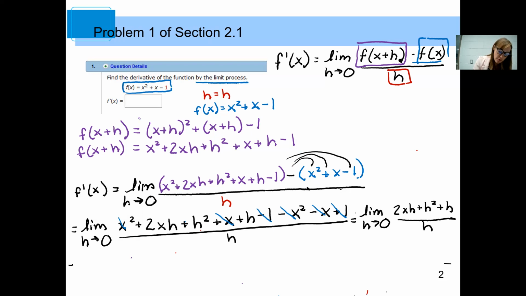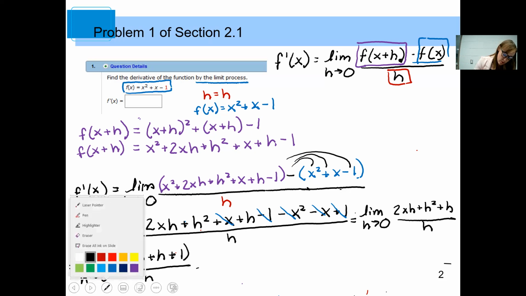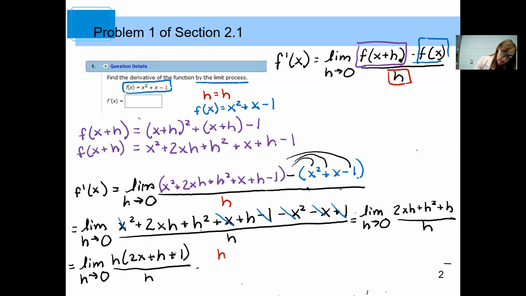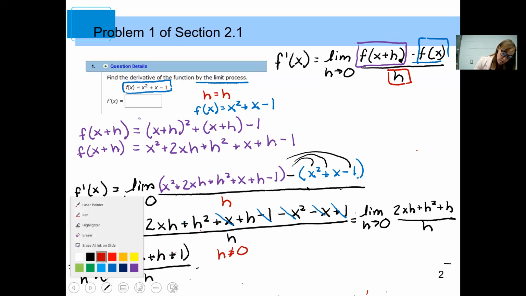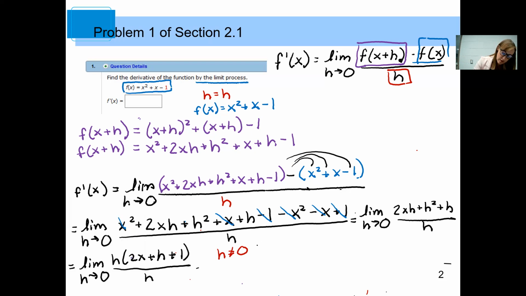From here, we can factor or we can split it up into 3 rational expressions, the sum of 3 rational expressions. I'm going to go ahead and factor out that h. So then we have 2x plus h plus 1 all together over h. We can make a quick side note. Hey, h does not equal 0.